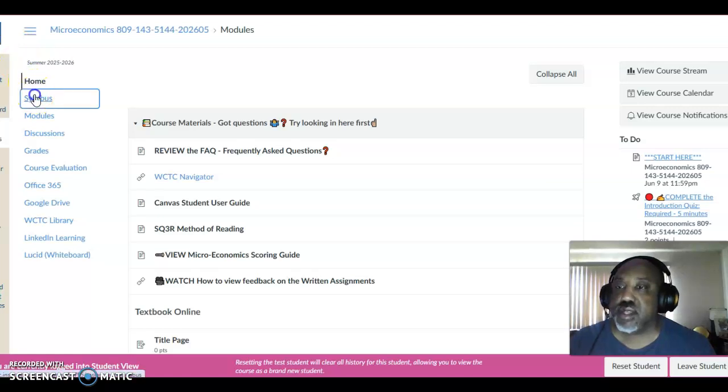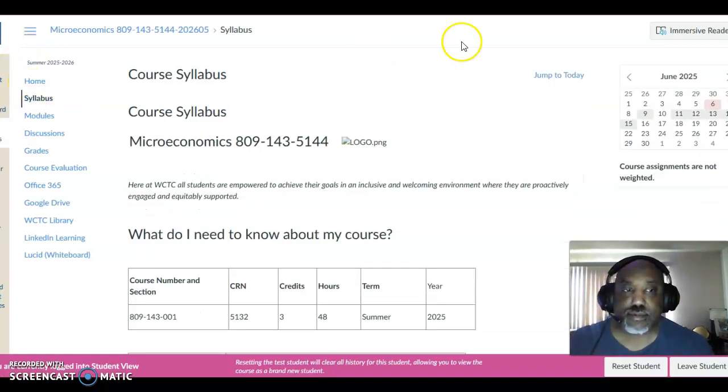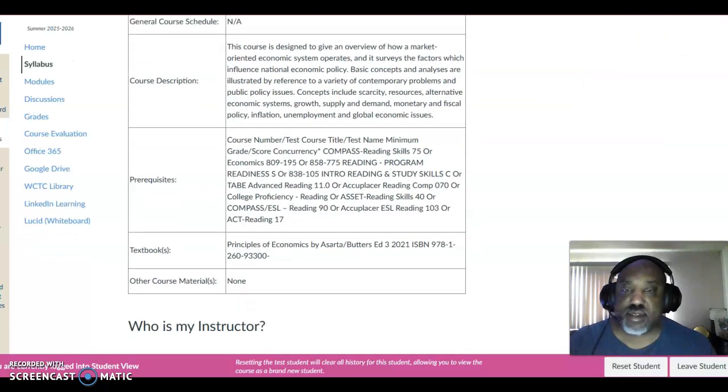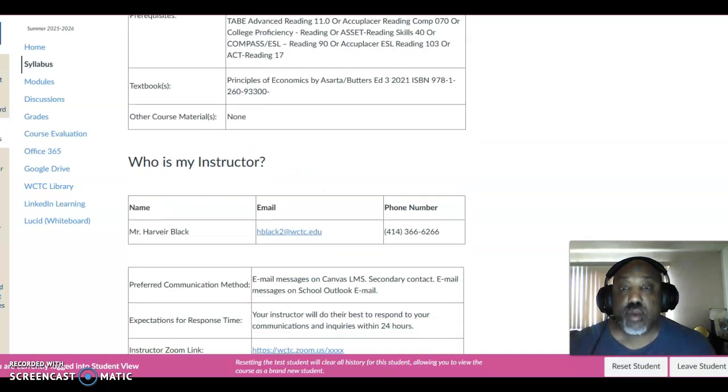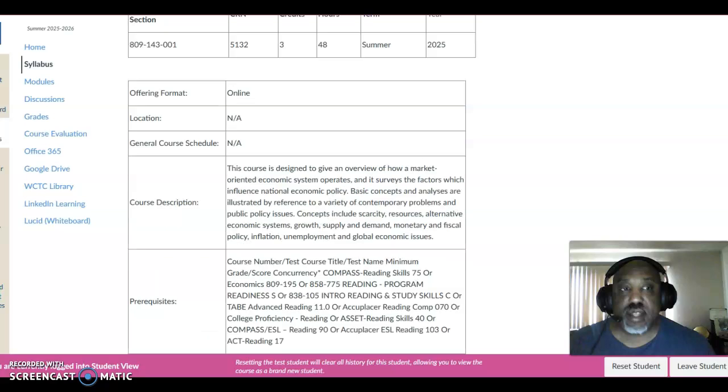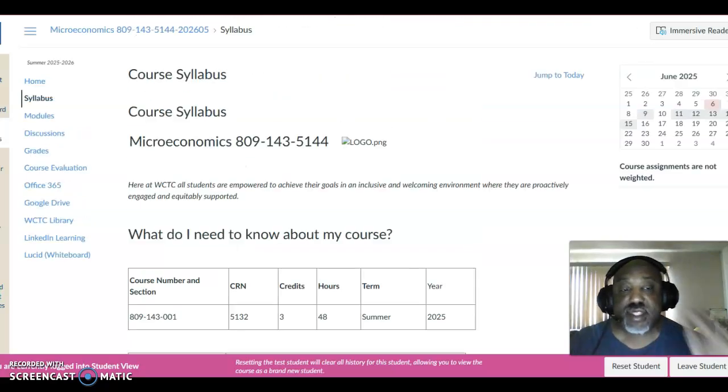As you are looking at the layout here of Canvas, the first thing that you want to do is go to the syllabus and just view the syllabus. There are some important blurbs to remember within the actual syllabus, so everybody view it in full detail. If you have any questions, feel free definitely to reach out to me, in terms of what's in the syllabus and what's expected of you.